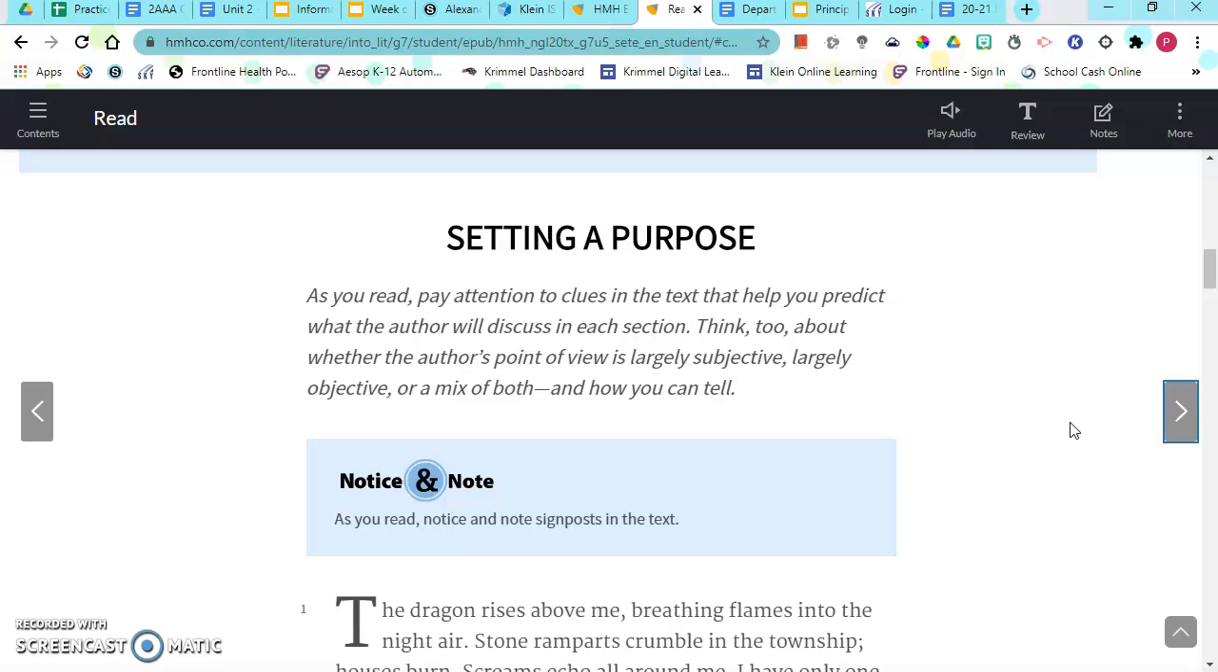As you read, pay attention to clues in the text that help you to predict what the author will discuss in each section. Think, too, about whether the author's point of view is largely subjective, largely objective, or a mix of both, and how you can tell it. So right there you can tell that whenever you're reading, not everything has to be objective and not everything has to be subjective, that there probably will be a mix of both or they wouldn't have pointed that out to you. Okay? All right, let's start by using the audio here.